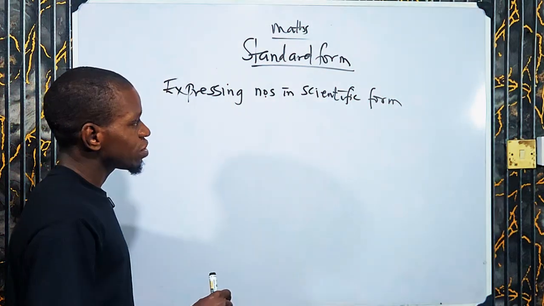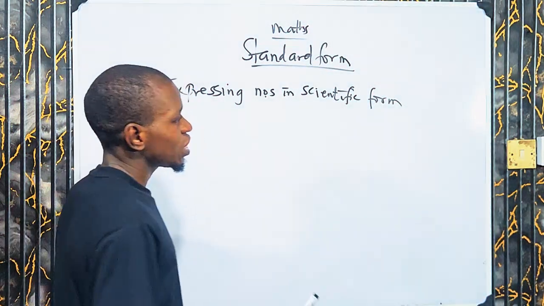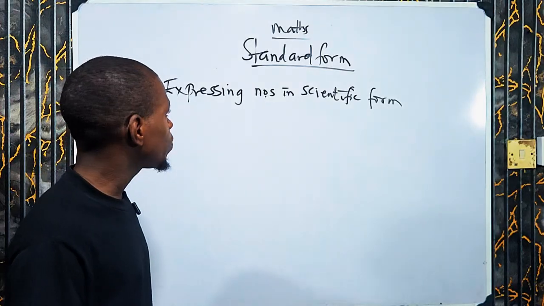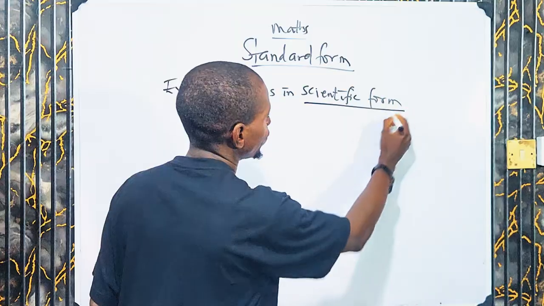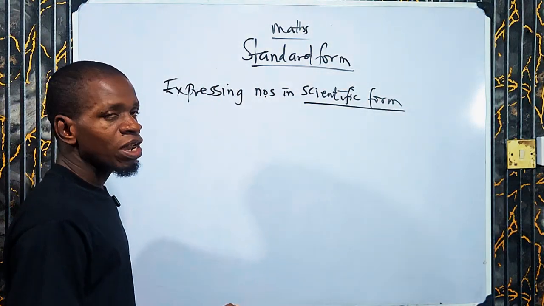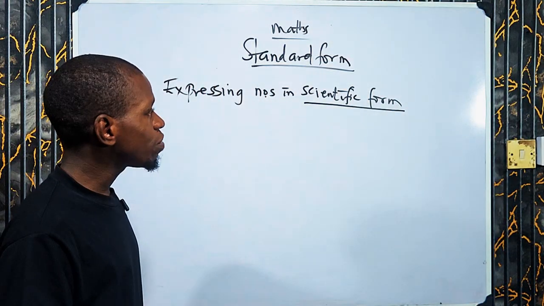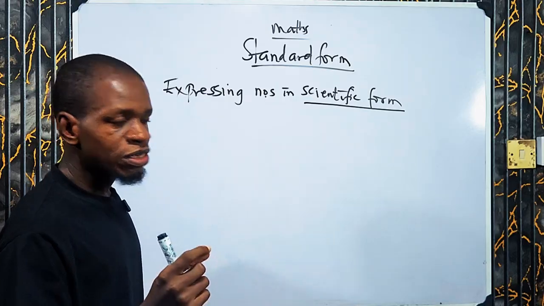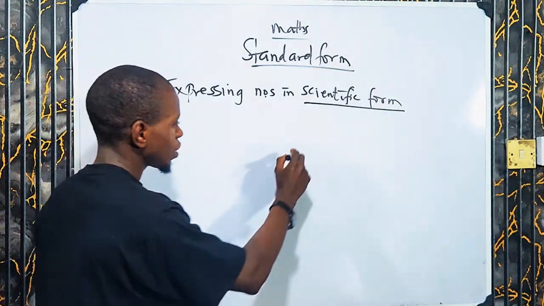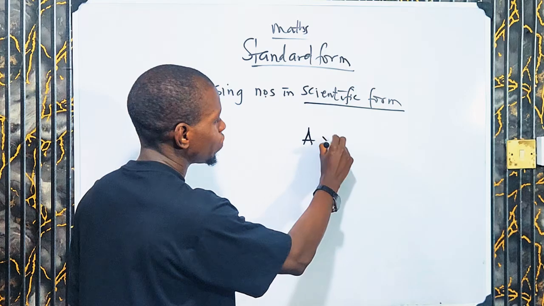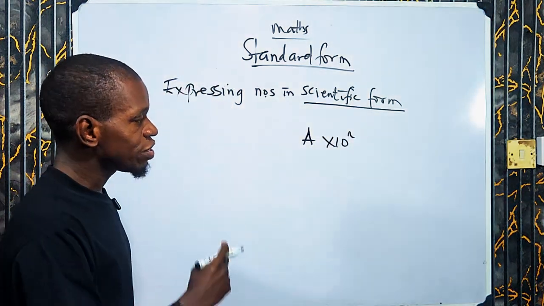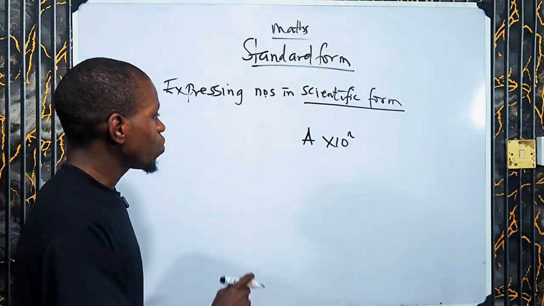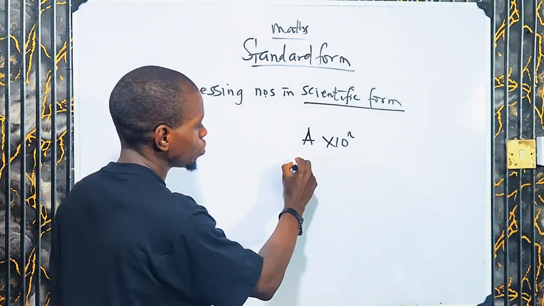Now, when you talk about the standard form, what does it mean? Standard form simply means expressing numbers in what you call scientific form. And what do I mean by that? Let me show you. It simply means that you are to express numbers in this way, whereby this is what you call your numbers.